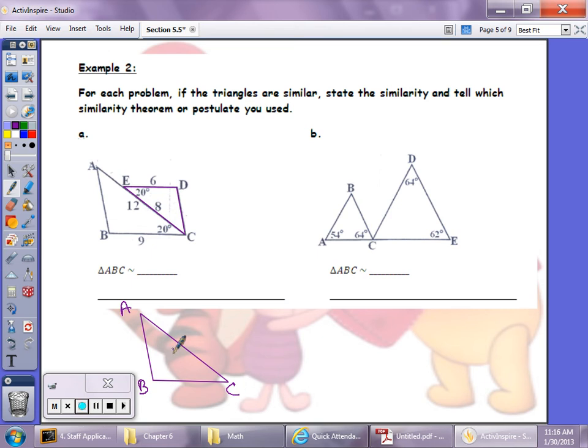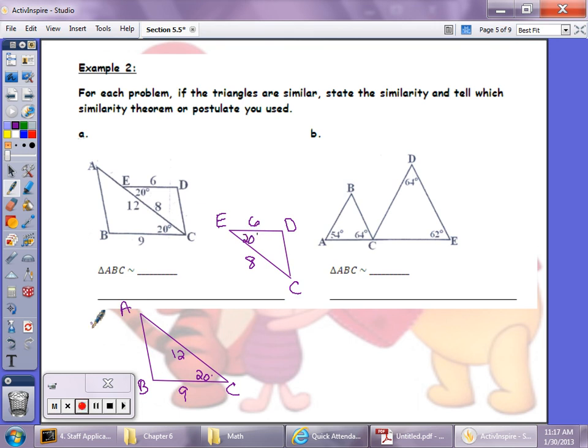I know that AC has a length of 12 and that BC has a length of 9. And for the second triangle, I'm going to move this over here, and we're going to go ahead and label that. This is E, D, C. I know that EC has a length of 8, ED has a length of 6, and I do not know the length of DC. What I do know is that in triangle ABC, angle C is 20 degrees, and in triangle CDE, angle E is 20 degrees.